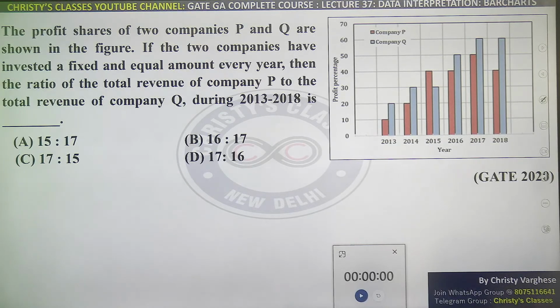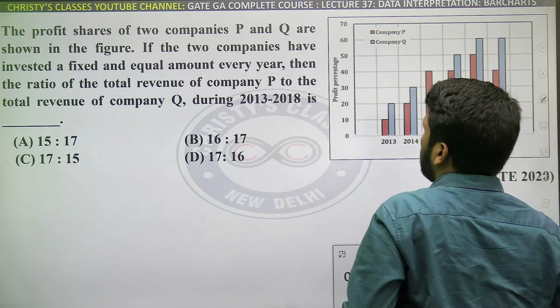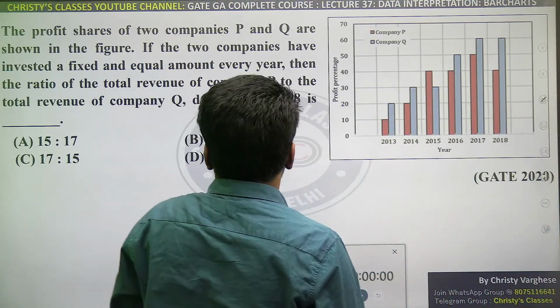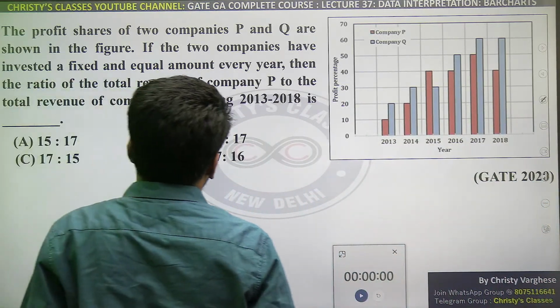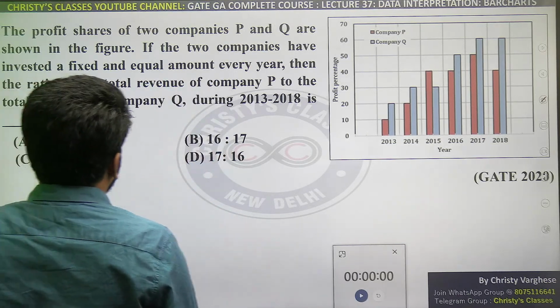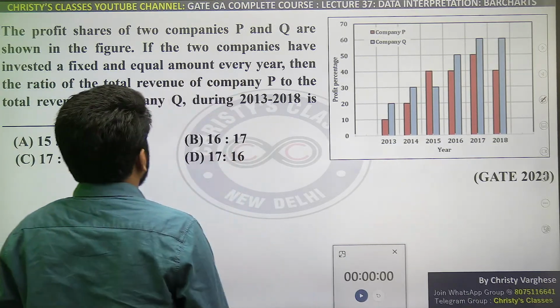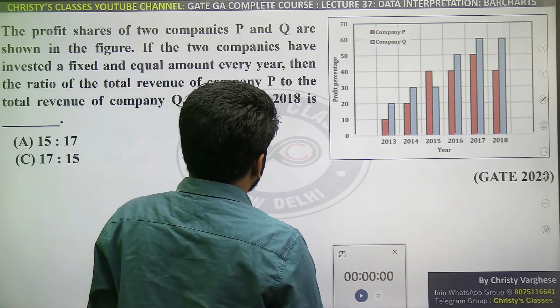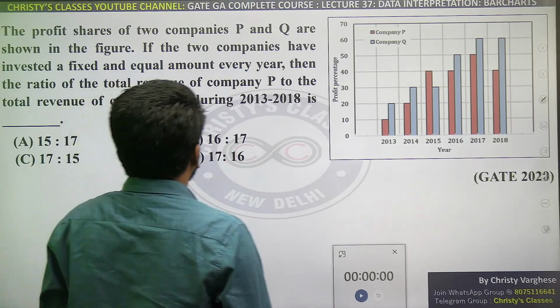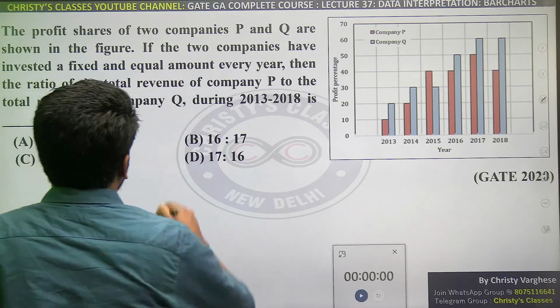Okay, so I'll explain. The profit shares of two companies P and Q are shown in the figure. If the two companies have invested a fixed and equal amount every year, then find the ratio of total revenue of company P to company Q during 2013 to 2018. So, a fixed and equal amount.